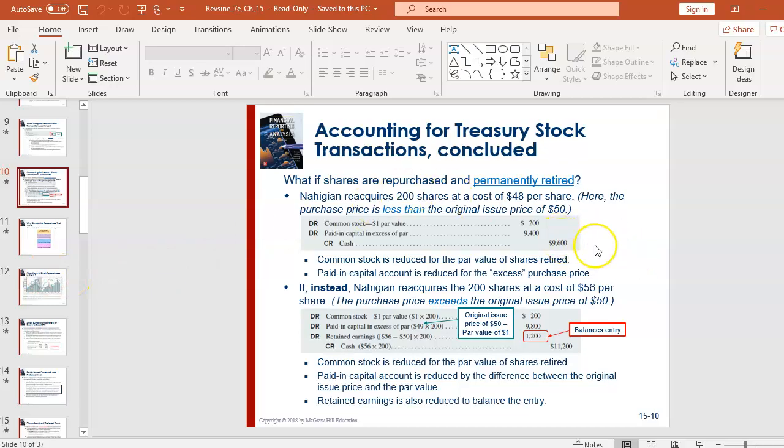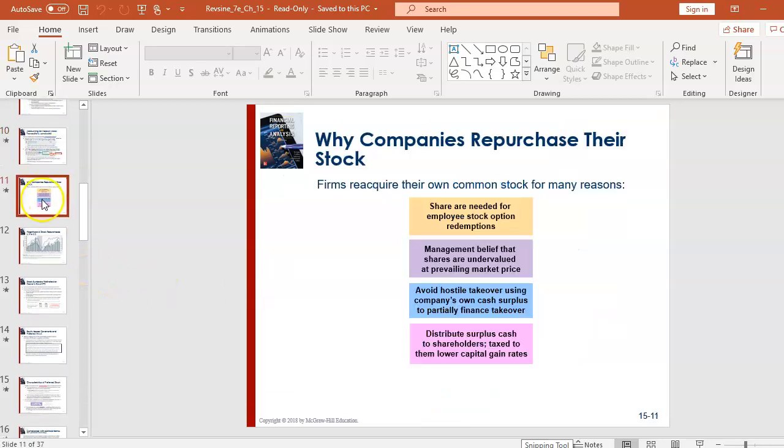Now, what you can also do is buy your shares back and permanently retire them, basically saying we're going to retire these shares and never resell them to the public again. So that's an option that you can do if you want. You don't have to, but that's something that you can do. I'll take a look at these entries right here, and we'll do a lot of homework examples also that'll help you out. But that's just one example.